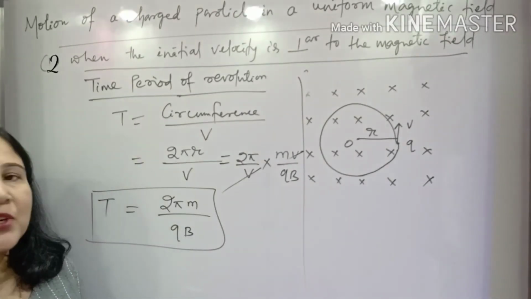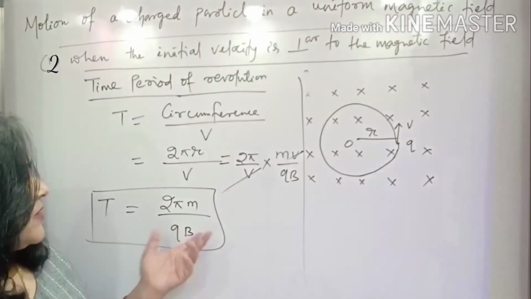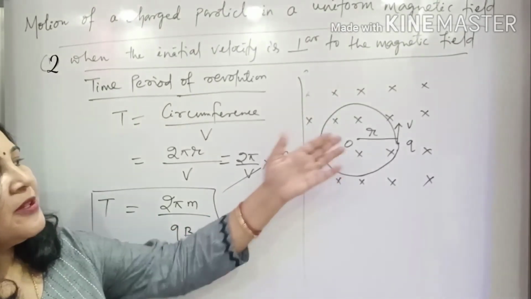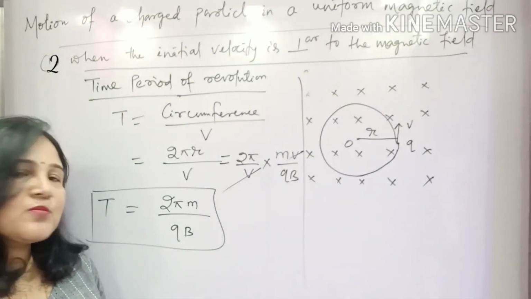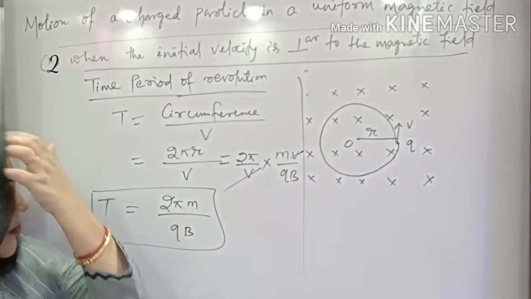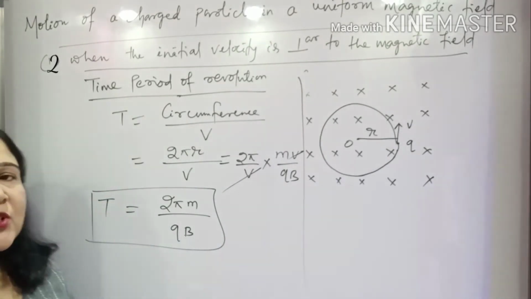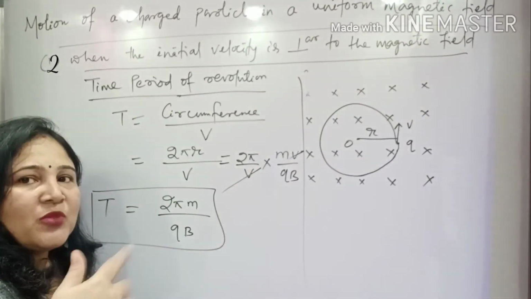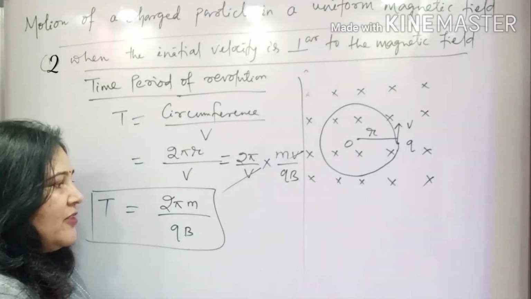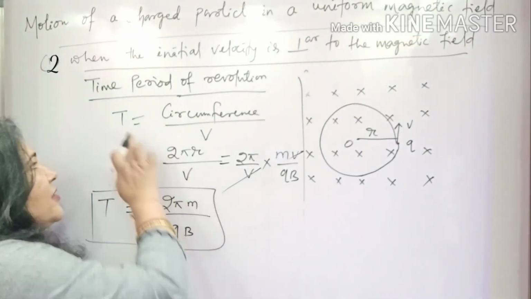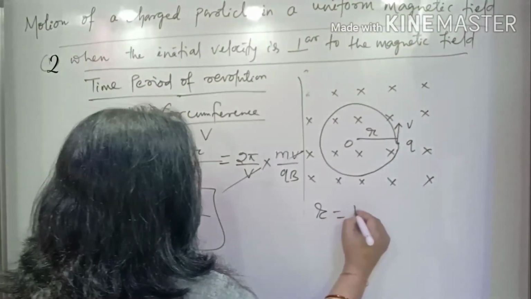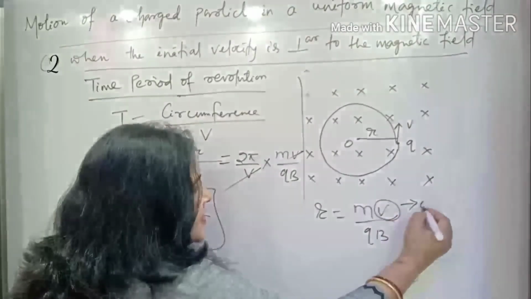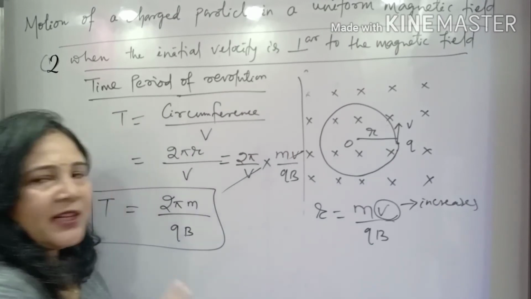If you look at this expression for the time period of revolution, it doesn't depend upon the velocity of the charge with which it is moving, nor upon the radius of the circle in which it is moving. So why is it not depending on that? What happens if the velocity increases, or you can say the charged particle is moving very fast? We have seen that the radius expression is: radius equals mv by qB, right?